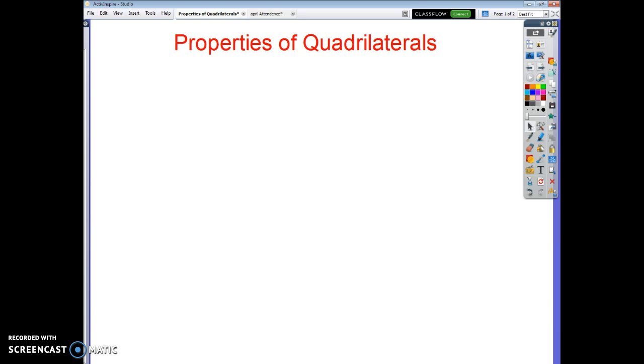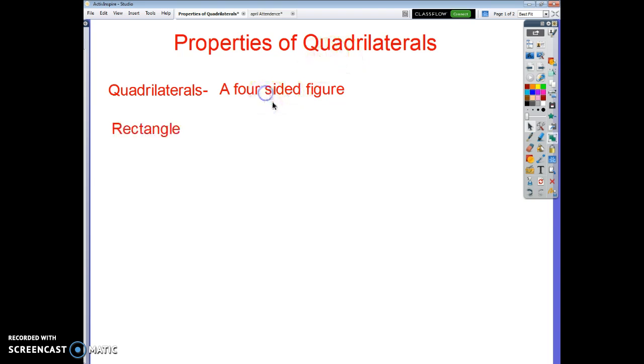Today we're talking about lesson 16-2, properties of quadrilaterals. Before we can get into a discussion on what the properties are, what makes a quadrilateral, we need to first understand what a quadrilateral is. A quadrilateral is a four-sided figure. So any four-sided figure, any one of them, is called a quadrilateral.